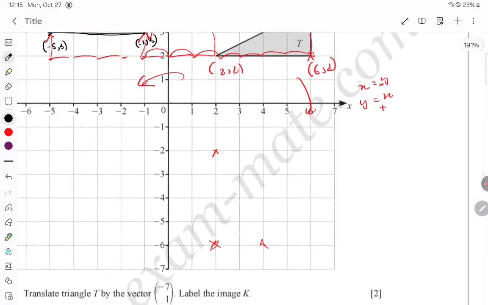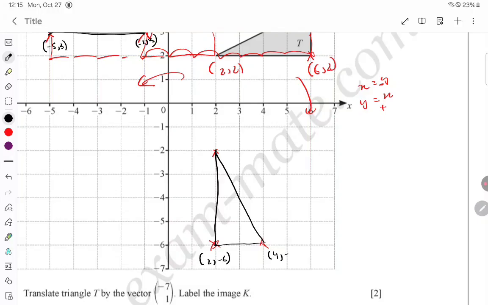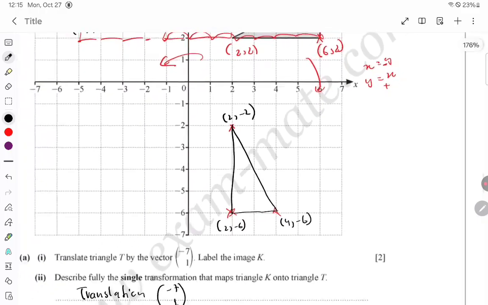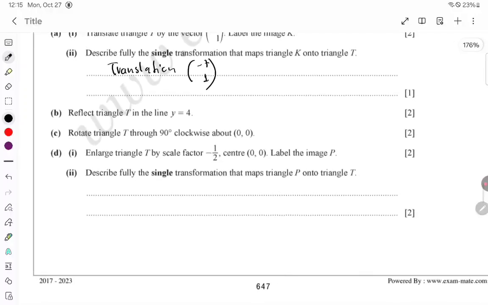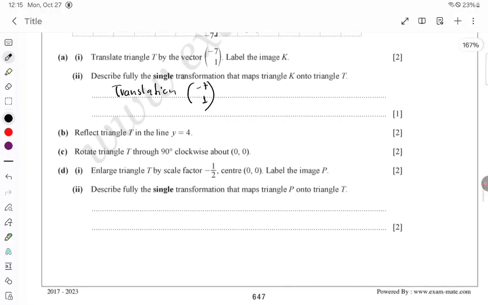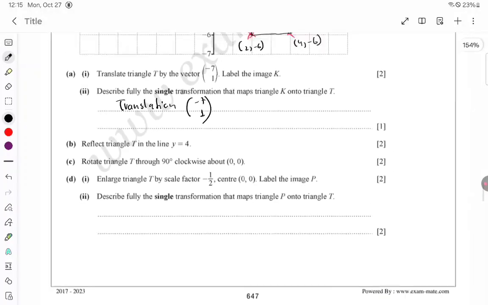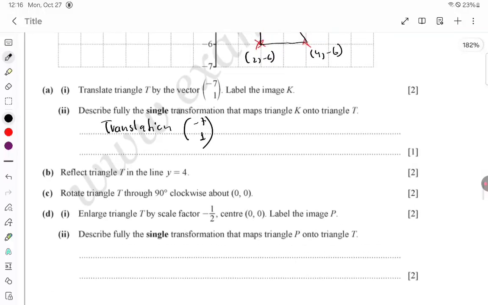Join the lines. Mark the points: 2, negative of 6; 4, negative of 6; 2, negative of 2. And in part D, enlarge triangle T by a scale factor half, center 0, 0 and label the image P.